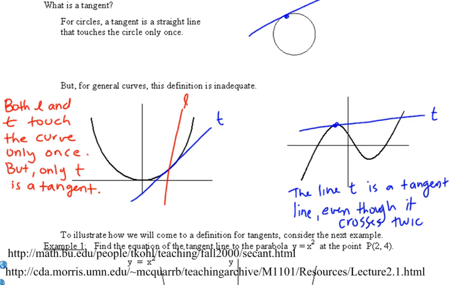So we are running into some problems here, defining it for things other than circles, right? So if we want to define a tangent and not talking just about a circle, we've got some problems.